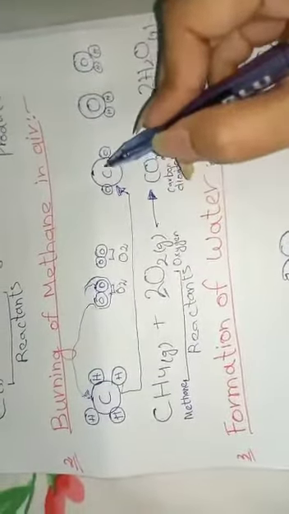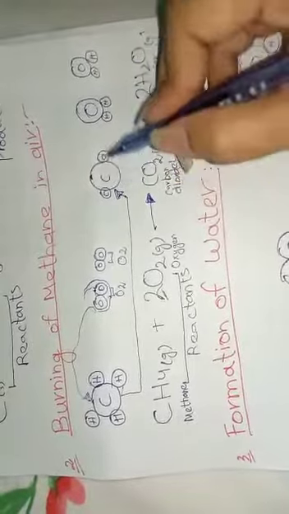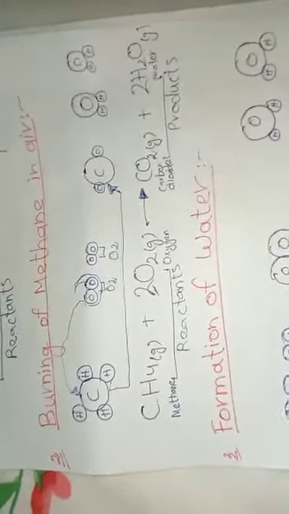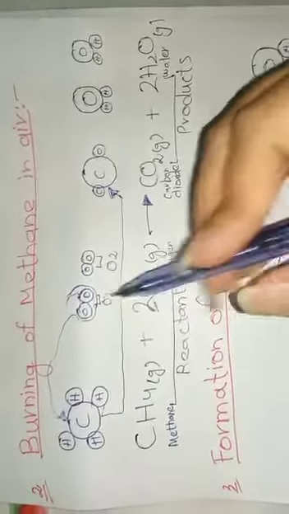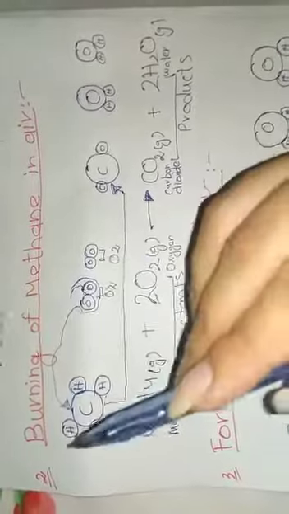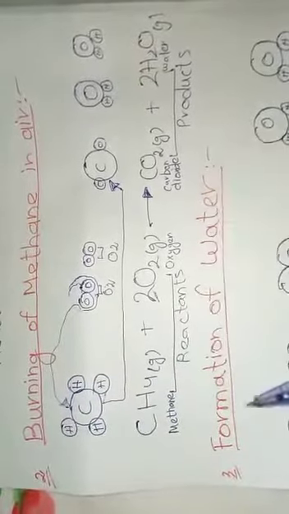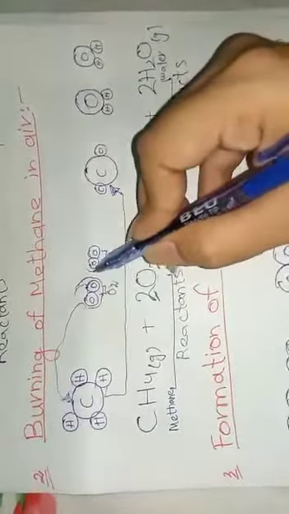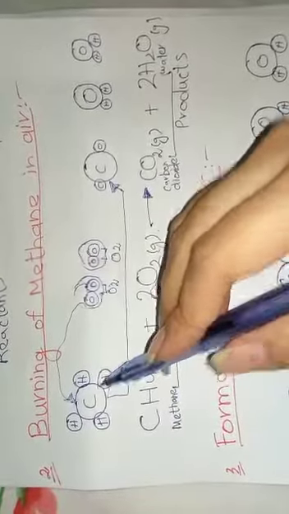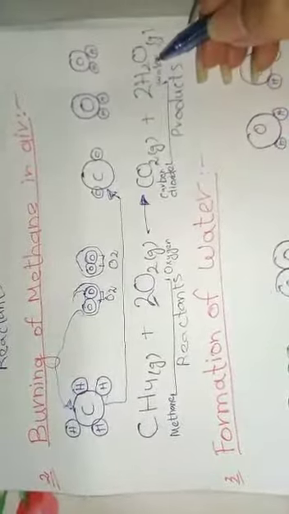Here the central carbon attaches to an oxygen on each side. So here this is the formation of carbon dioxide. Now class, what will be the remaining atoms? Here 2 oxygen atoms are remaining and 4 hydrogen atoms are remaining. So class, these 2 oxygen atoms react with the 4 hydrogen atoms to form 2 moles of water.